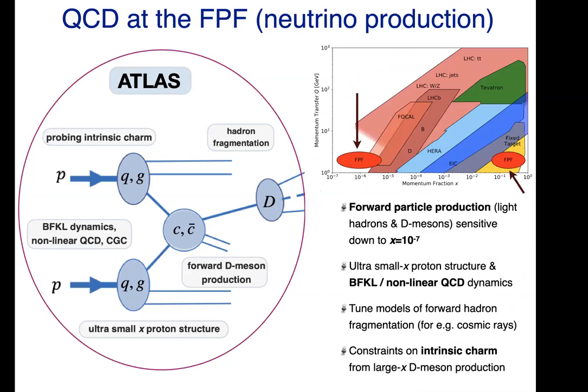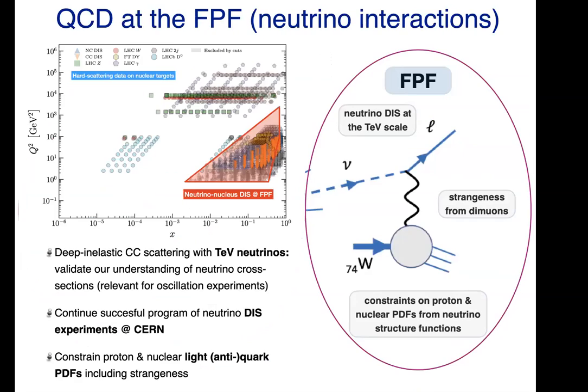So if you look at the kinematical range, for example, these kind of machines, the FPF, will provide access to very small x and to very large x at lower scales. So it's a really unique machine to study ultra small x proton structure, which is important for application in astroparticle physics, but also to do neutrino DIS at the TeV scale. So it's a new window to proton and nuclear structure with neutrino probes, which are very powerful because they essentially constrain light quark and antiquarks in a way which is complementary to that of the EIC or other experiments.